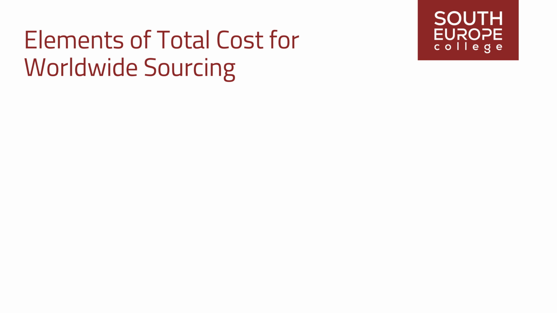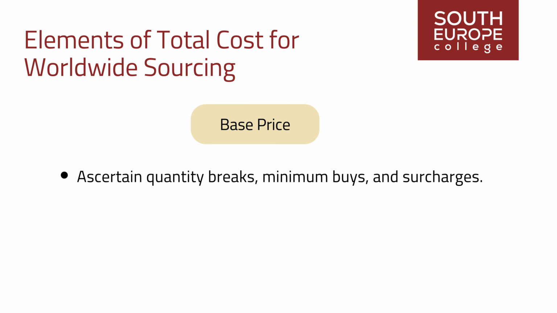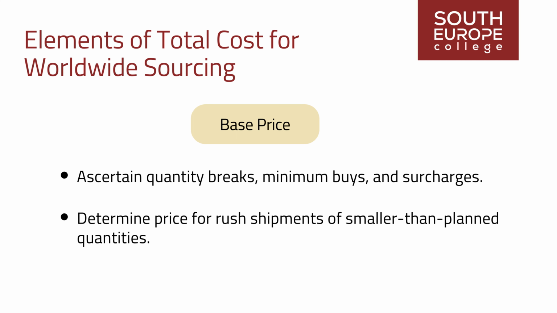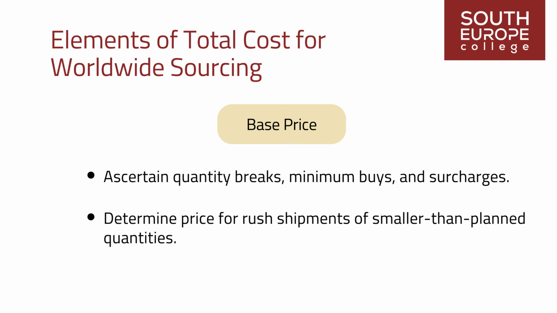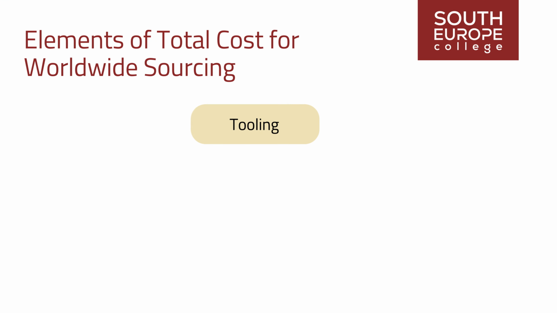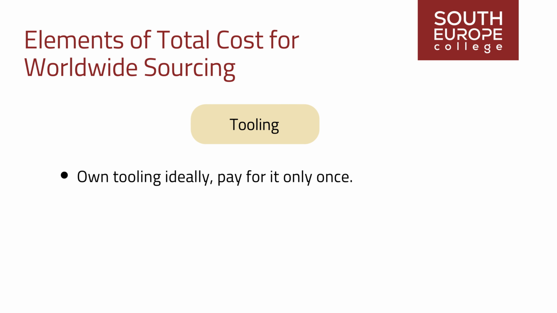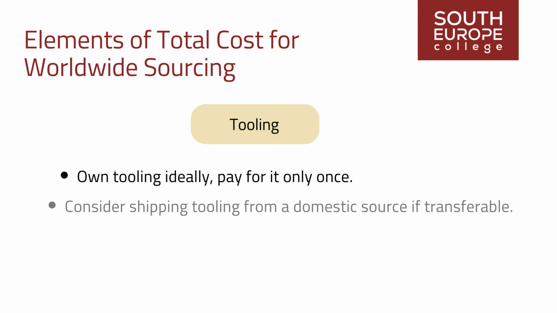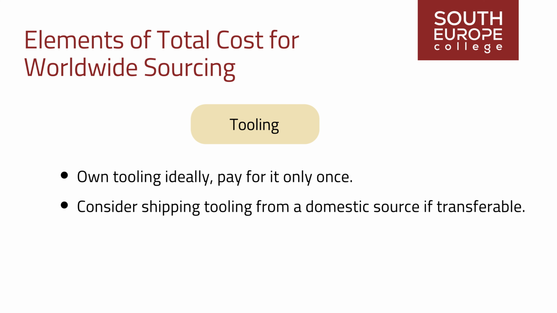Elements of total cost for worldwide sourcing are base price: ascertain quantity breaks, minimum buys for shipping efficiency, and any surcharges. Determine the price for rush shipments of smaller than planned quantities, often more. Tooling: ideally, the purchaser should own the tooling and pay for it only once. Consider shipping tooling from a domestic source if it is transferable.